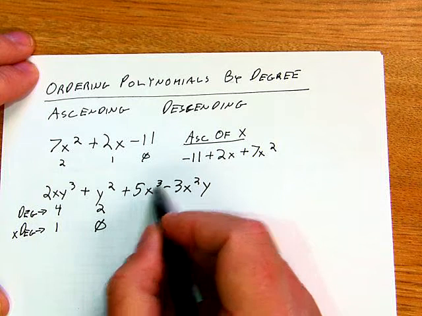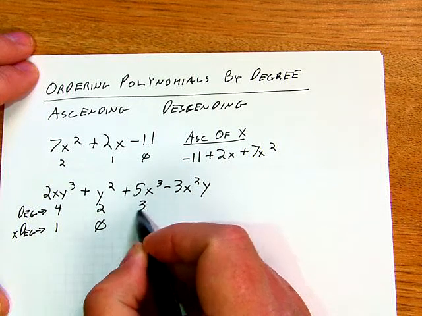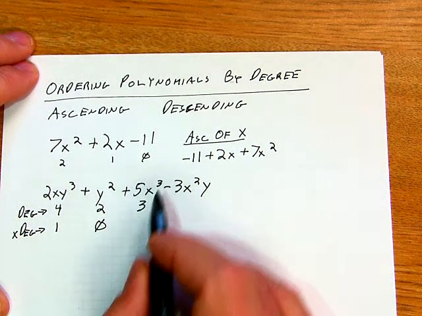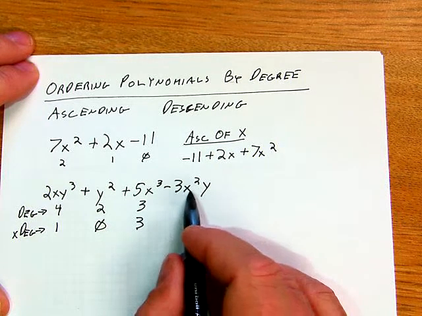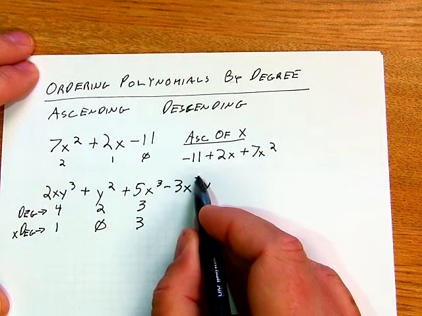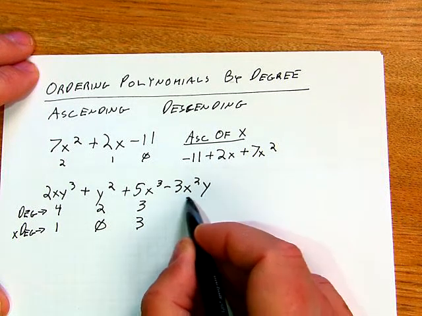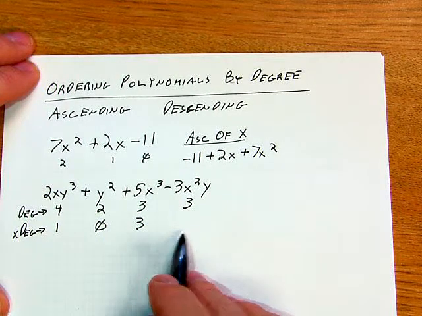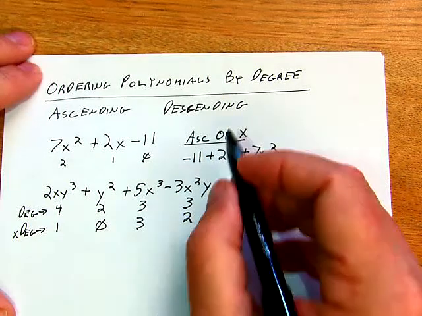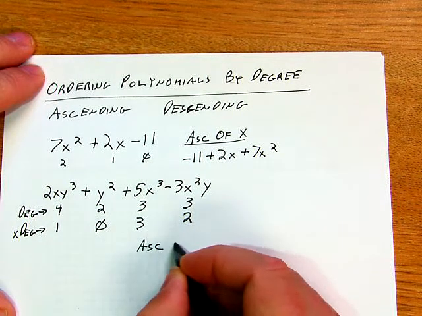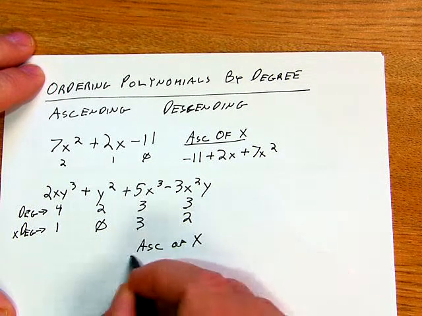The third one, the total degree is 3, and it all comes from the x, so its degree is 3. And the last term, we have a total degree of 2 from x and 1 from y, so 3, but the x degree is just 2, because that's all that the x has, is 2 of them. So now we're supposed to do ascending order of x.